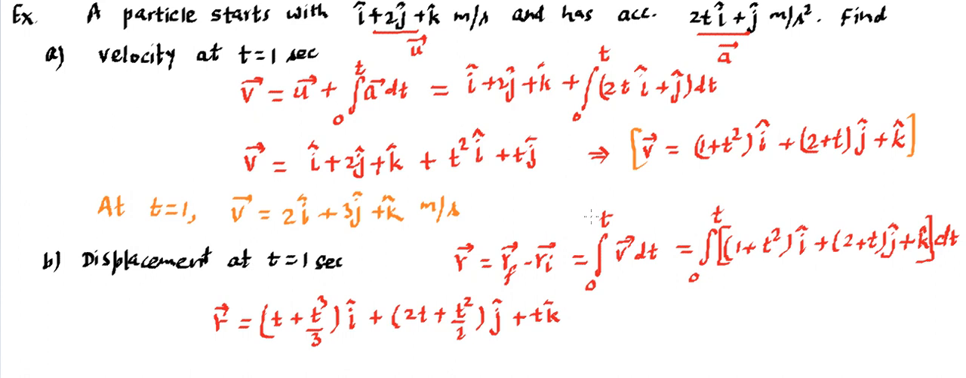Whatever is being asked is at t equal to 1, so you now simply place t equal to 1. So your r vector will come as 1 plus 1 by 3, which converts into 4 by 3 i cap, and this will become 2 plus 1 by 2, so 4 plus 1 is 5 by 2. You can check the calculations, and finally you will get a k cap. So these many meters is the displacement at t equal to 1 second.